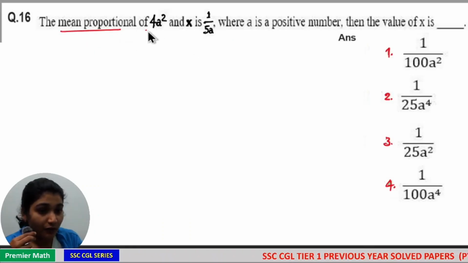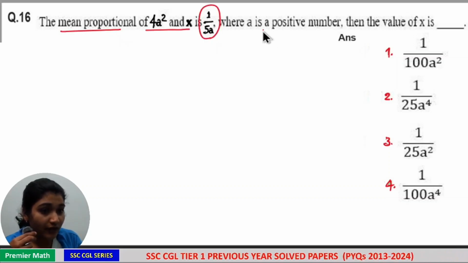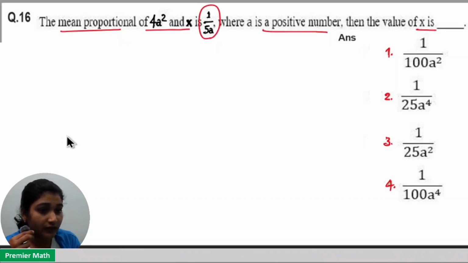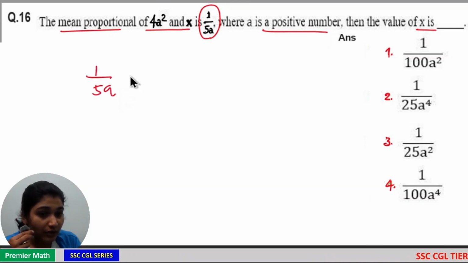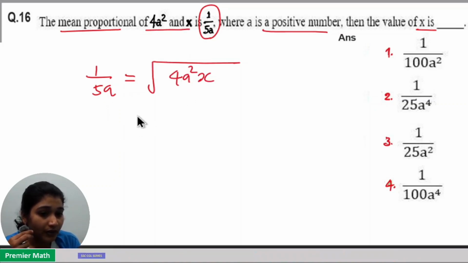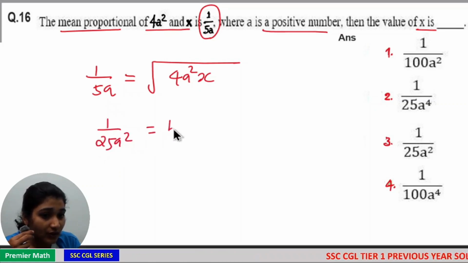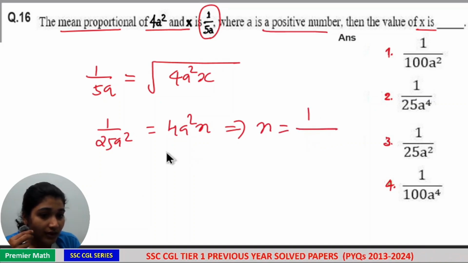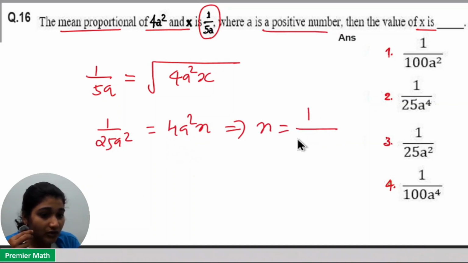The mean proportion of 4a square and x is 1 by 5a, where a is a positive number. What is the value of x? Here, mean proportional is 1 by 5a. Mean proportional of 4a square and x means root of 4a square into x. That is, root of product of these two is the mean proportion of these two. So if you take the square of both sides, 1 by 25a square is equal to 4a square x. Then x is equal to 1 divided by 4a square into 25a square, which is 100a raised to 4. Option 4 is your answer.